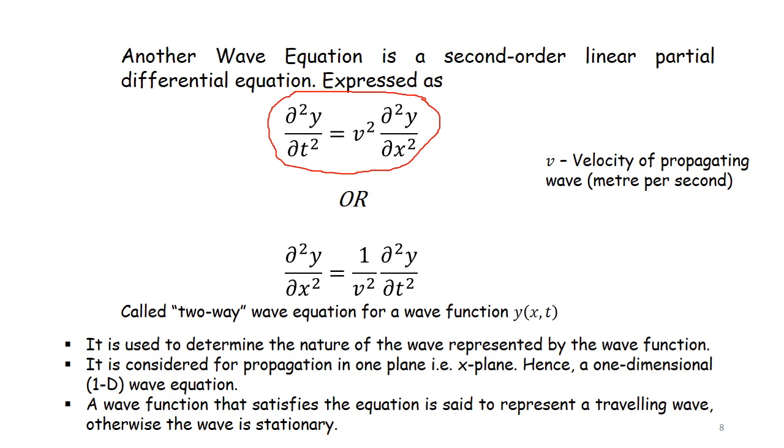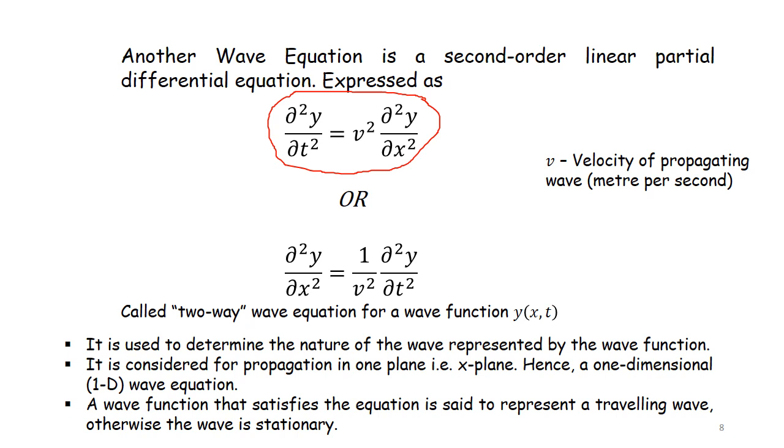If you subject your wave function to this expression and it is satisfied, if that wave function satisfies this two-way wave equation, then such a wave function or wave expression is said to represent a traveling wave or a progressive wave. Otherwise, it represents a stationary wave. This is called the one-dimensional wave equation, one-dimensional just in terms of the x direction. That's why we have x. So the direction of the wave is just in one direction.